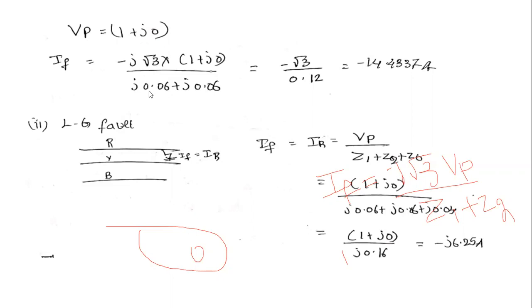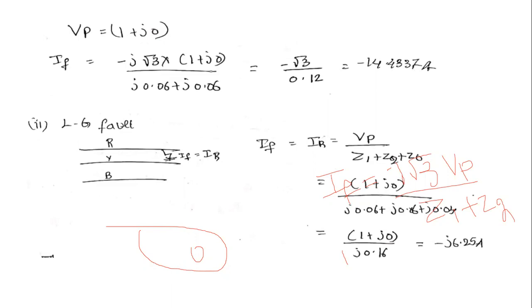What is Z1? That is the positive sequence impedance, and its value is j0.06. Next Z2. Z2 is also the negative sequence impedance, and its value is j0.06. Then it can be simplified, and we obtain minus j14.437 amperes as the fault current that will be obtained between the Y to B phase, that is, the line to line or phase to phase fault.